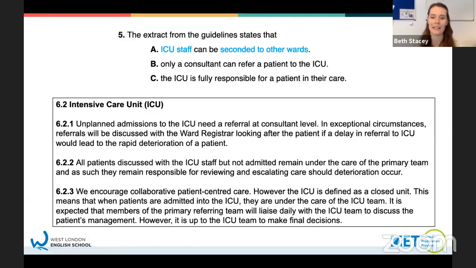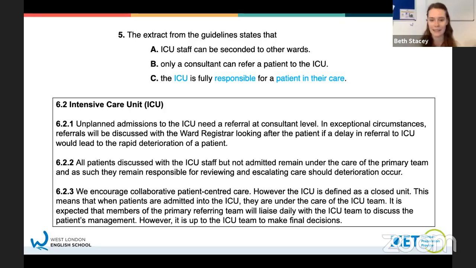Now, if we look at answer option A, ICU staff can be seconded to other wards. Now, think about, does that mean that the staff can move to other wards? Is there anything mentioned about staff moving wards? If we look at B, only a consultant can refer a patient to the ICU. Again, remember that every word is important. It may be that a consultant can refer a patient to the ICU, but the guidelines state that only a consultant can refer a patient.